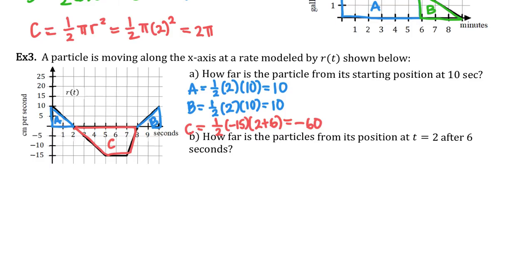So how far is the particle from its starting position? I'm going to do 10 plus 10 minus 60, which is going to be -40. Let me think about my units and then think about the question. It says, how far is the particle from its starting position at 10 seconds? This is the x-axis, so it's on the x-axis at -40. So I'm going to say it's 40. What are my units? Centimeters per second times seconds is centimeters. And since it's negative, it's going to be to the left because we're going along the x-axis.